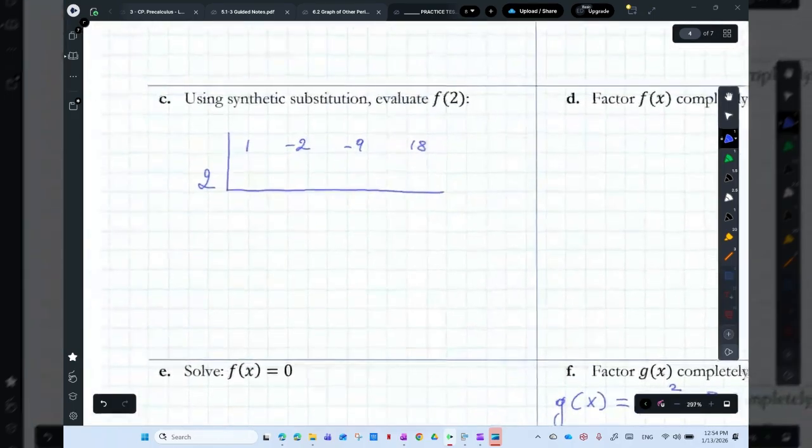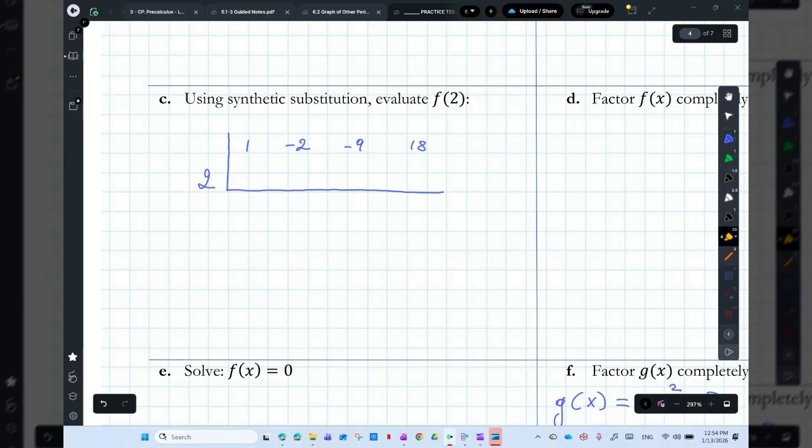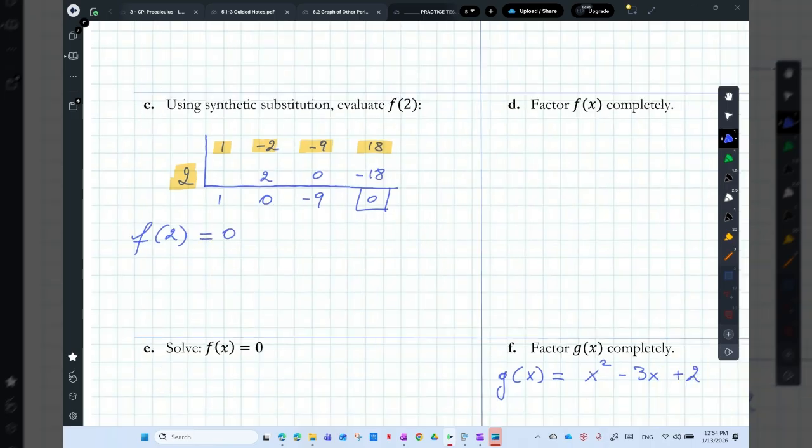Part C, using the synthetic substitution, evaluate f of 2. So I'm going to substitute 2. Here there's no change of sign. I'm going to use the same coefficients. 1 plus nothing is 1, times 2 is 2, minus 2 is 0, times 2 is 0, minus 9 is negative 9, times 2 is negative 18, and do not forget to conclude f of 2 equals 0.